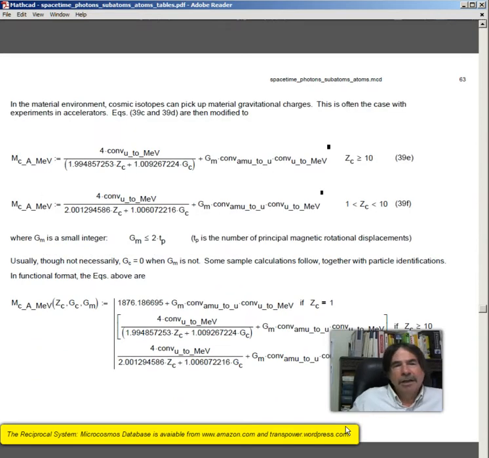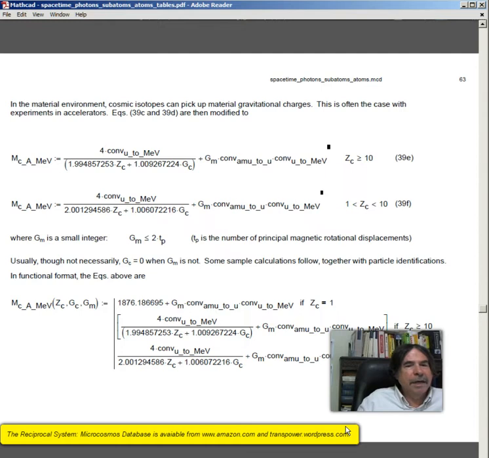In the material environment, cosmic isotopes can pick up material gravitational charges. This is when they come here by means of, say, cosmic rays, or are created in our particle labs. It's often the case with experiments and accelerators. Equations 39C and 39D are then modified to 39E and 39F, as you can see. G sub M is a small integer. It can't be more than 2 times T sub P, where T sub P is the number of principal magnetic rotational displacements. Usually, though not necessarily, G sub C equals 0 and G sub M is not.